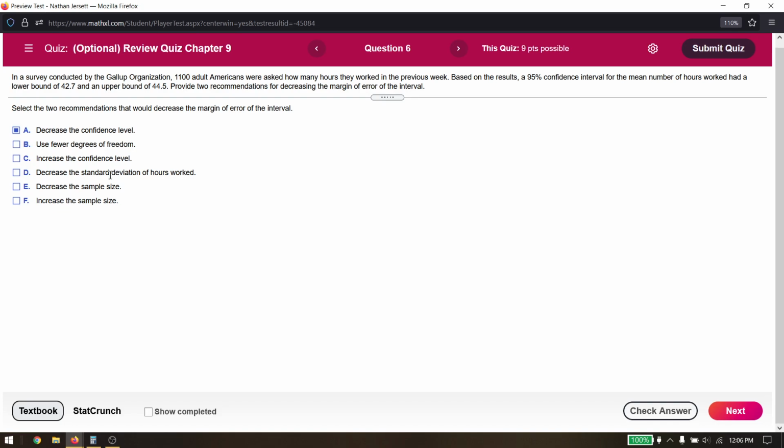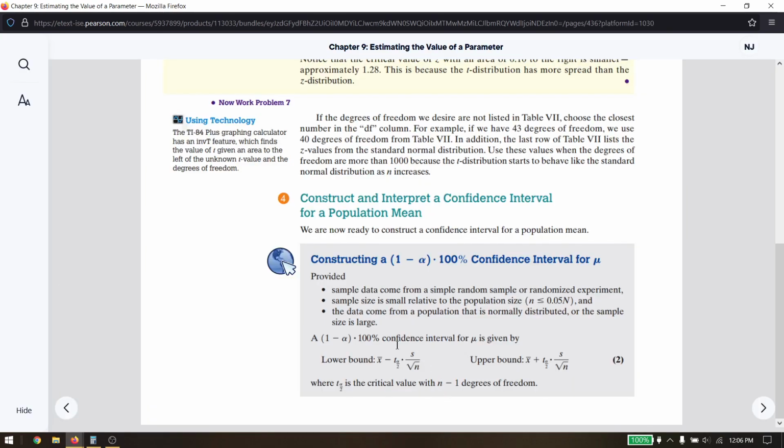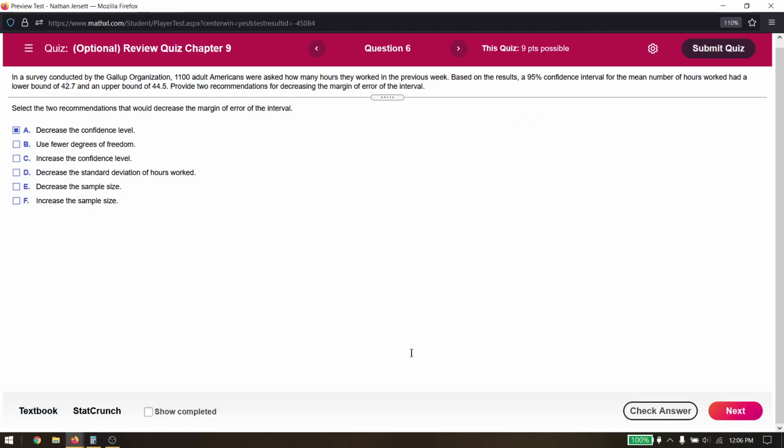of hours worked. Is that what I just said there? I think standard deviation of hours worked. Oh, wait a second. It said standard deviation. It didn't say standard error of the mean. That's where I'm getting confused. So s is the standard error of the mean. This is the standard deviation of hours worked. You can't change the standard deviation of hours worked because that's a population statistic. That's a constant. So this can't be done.